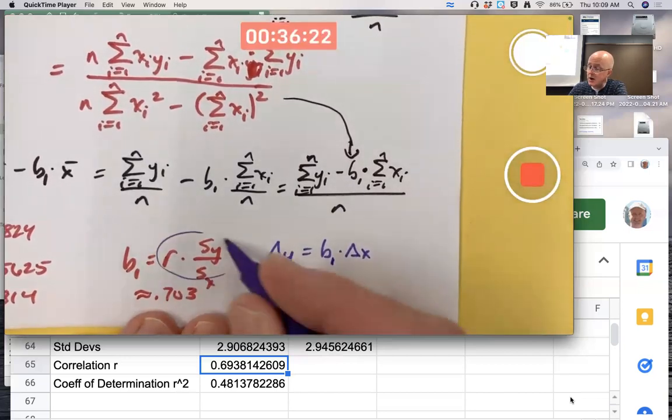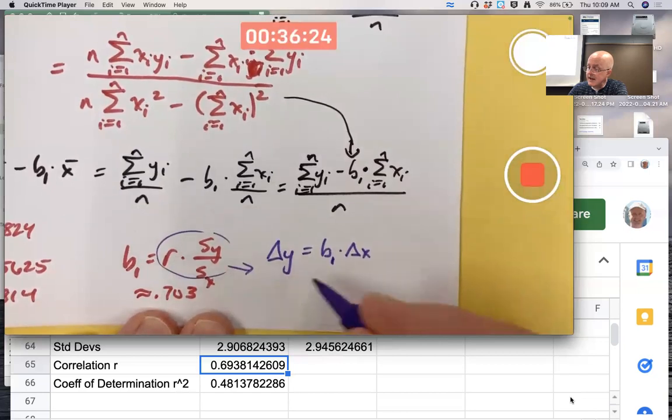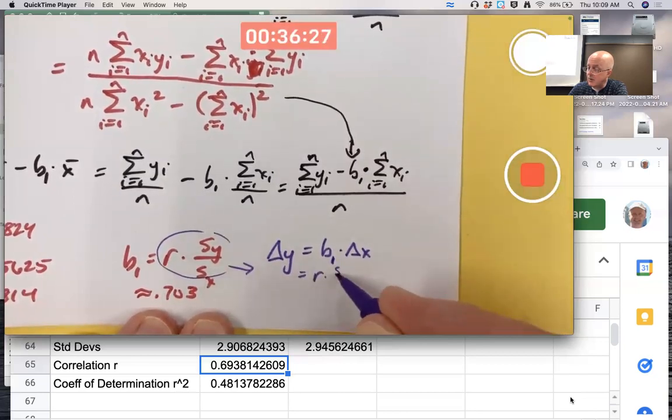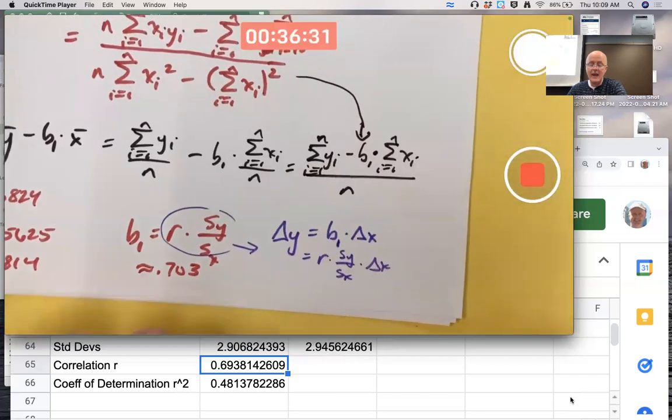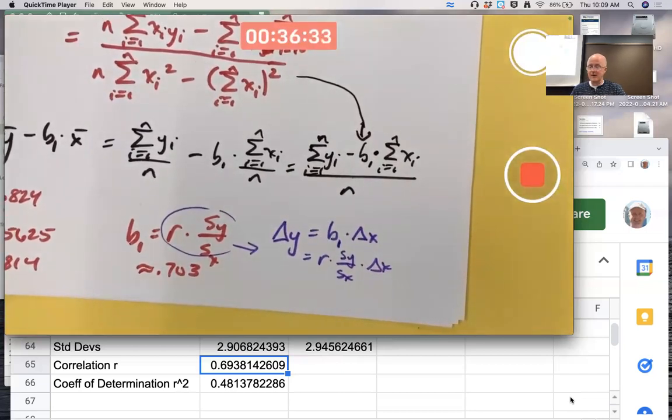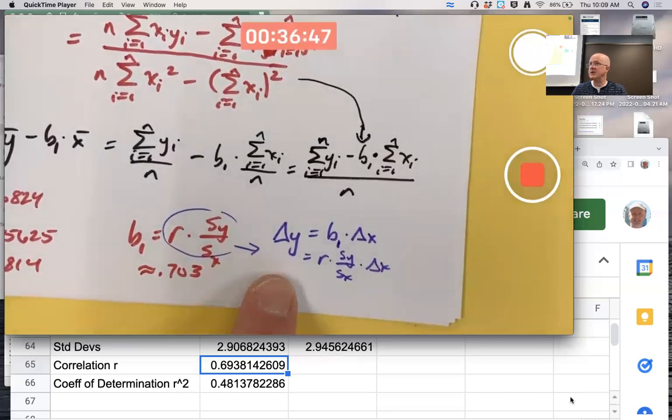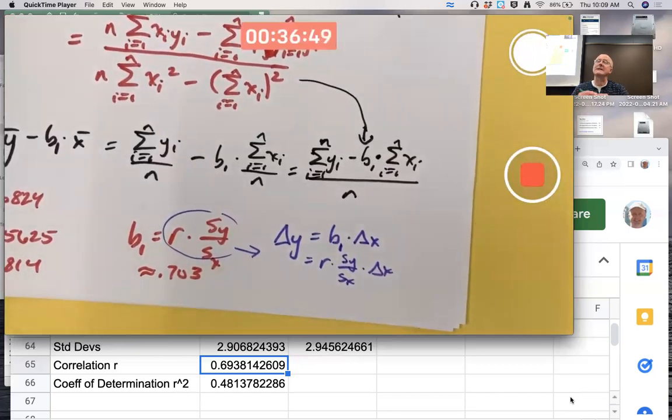If I replace the slope with this thing, I could rewrite this equation as r times sy over sx times delta x. And if I think of changing x by certain fractions of standard deviations, like 1 standard deviation, for example, this estimate of the change in y along the regression line, well, it's an exact thing along the regression line itself, and therefore it's an estimate of the change in y for the data.